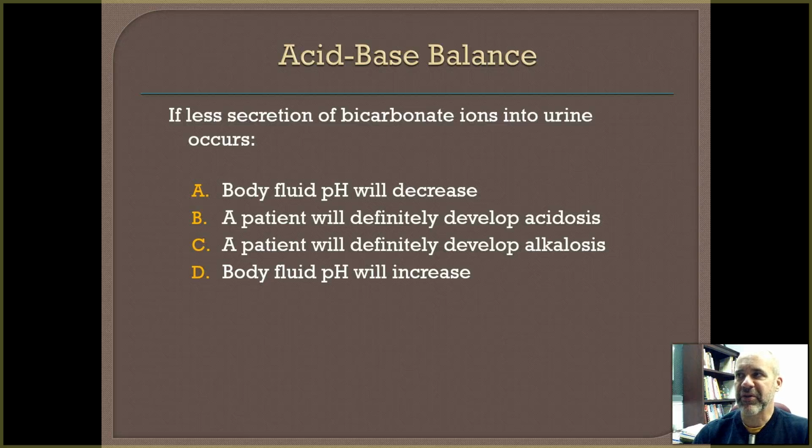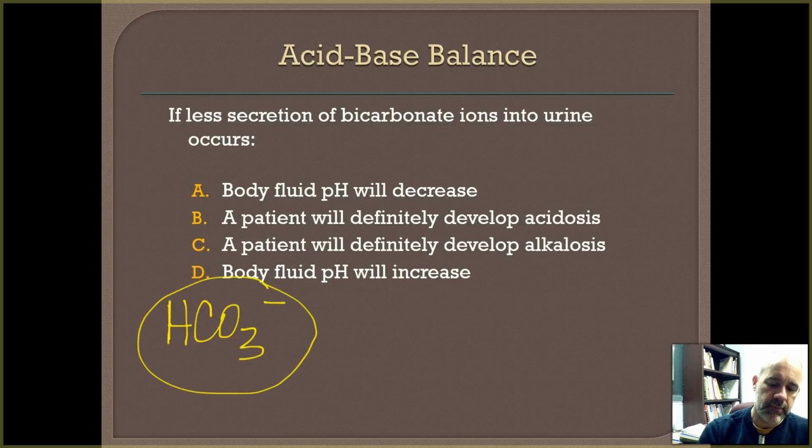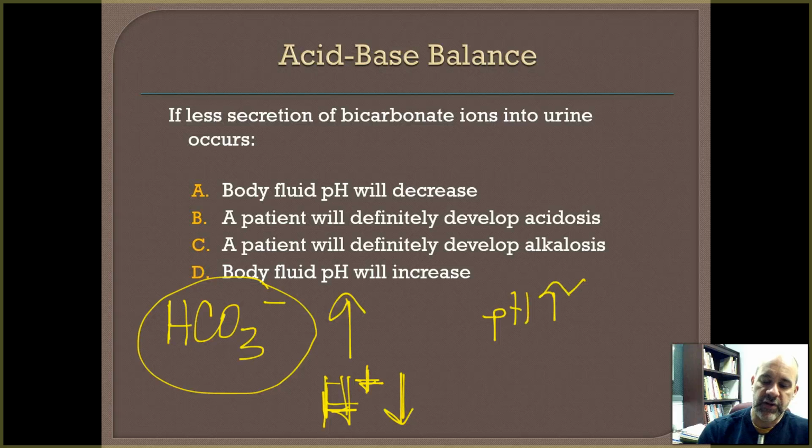If less secretion of bicarbonate ions into urine occurs, what's going to happen to your body fluid pH? Remember, we said secretion means you're getting rid of the bicarbonate ions. So we're secreting less of those into the urine, which means we are hanging on to more of those in our body fluids. And what did we just say bicarbonate ions do to our pH? Bicarbonate ions love to soak up, they bind with hydrogen ions. So your hydrogen ion concentration is going to go down, which means your pH will go up.